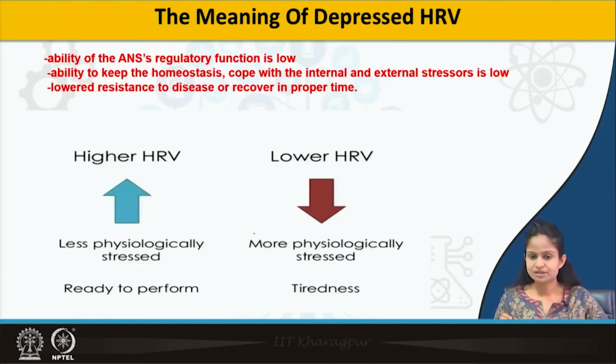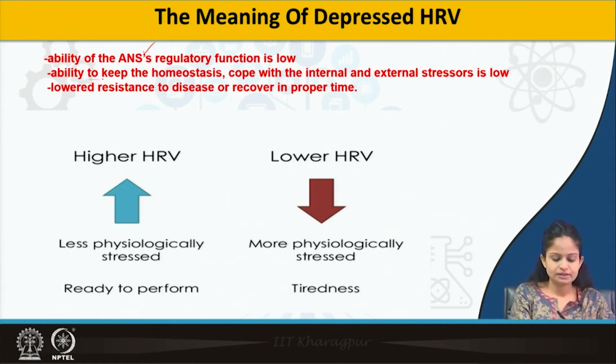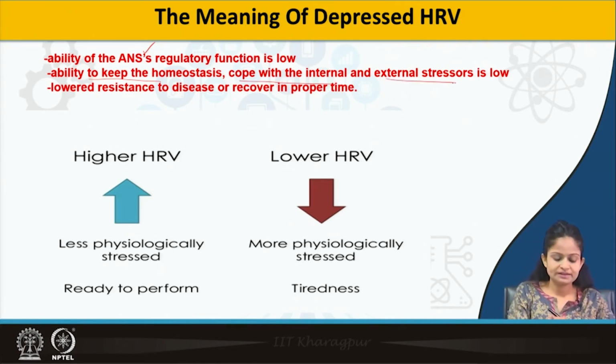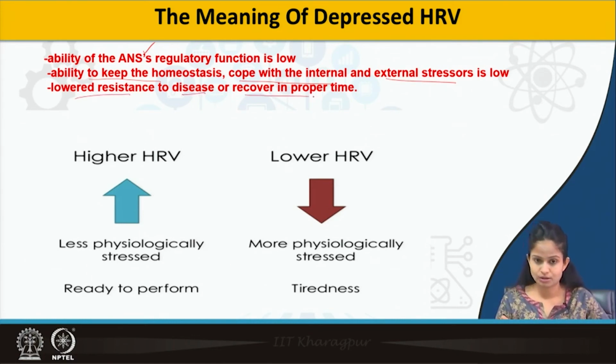So, what does depressed HRV indicate? Whenever the ability of the autonomic nervous system regulatory function is low, there is depressed HRV. Whenever the ability to keep the body in homeostasis is dysregulated, whenever the body is not able to cope with internal and external stressors, there is depressed HRV. Whenever there is lowered resistance to disease, or recovery in proper time is not occurring, the HRV is depressed.